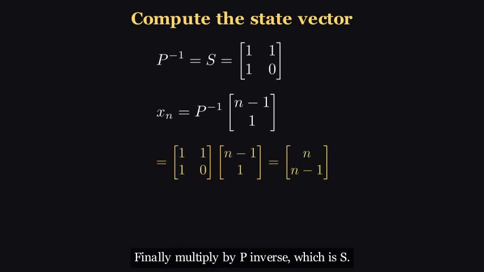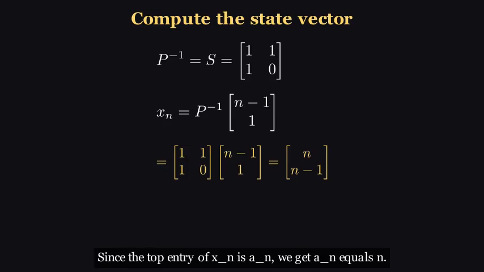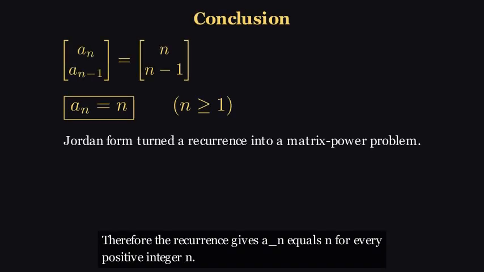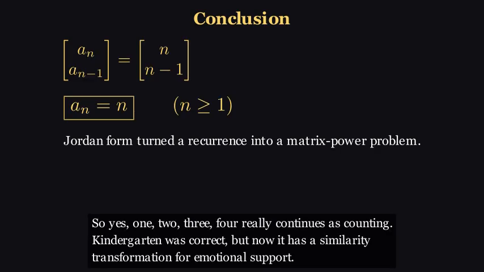Finally multiply by P inverse, which is S. The result is the state vector n, n minus 1. Since the top entry of x_n is a_n, we get a_n equals n. Therefore the recurrence gives a_n equals n for every positive integer n. So yes, 1, 2, 3, 4 really continues as counting. Kindergarten was correct, but now it has a similarity transformation for emotional support.